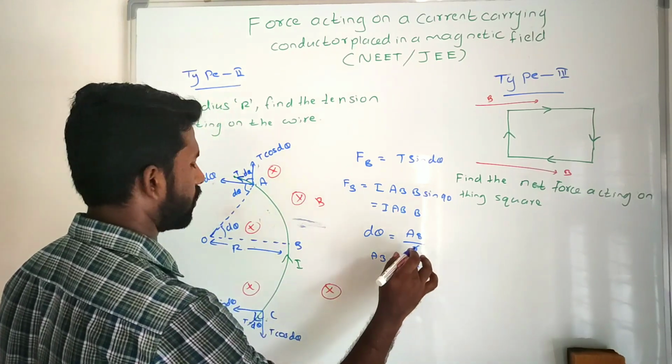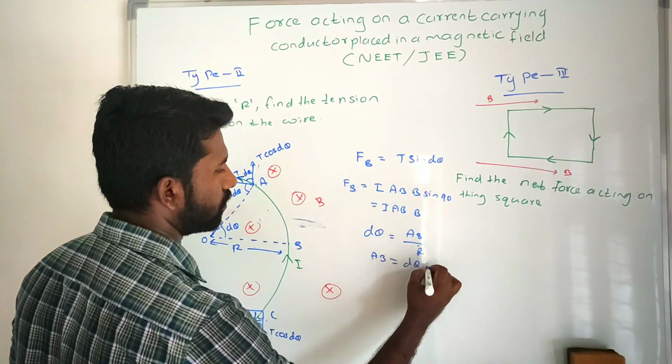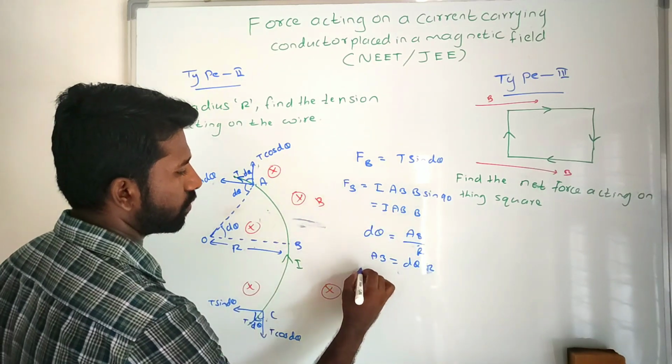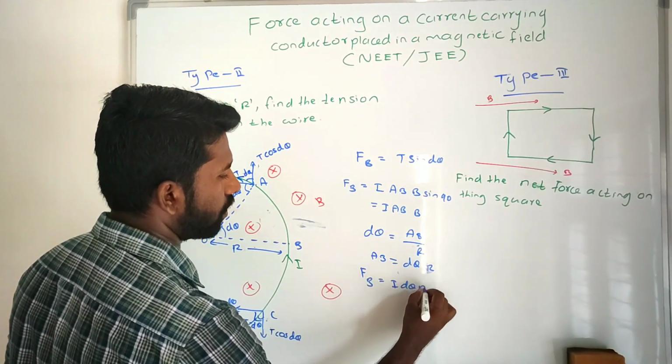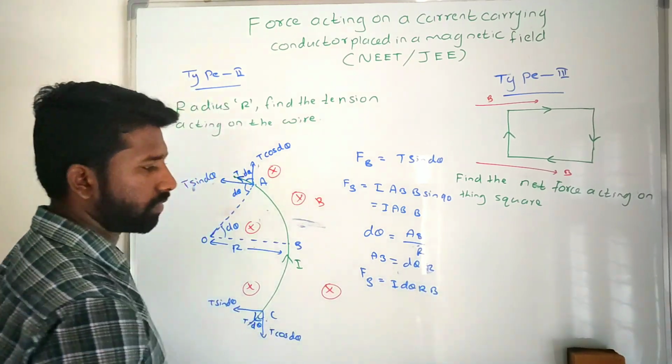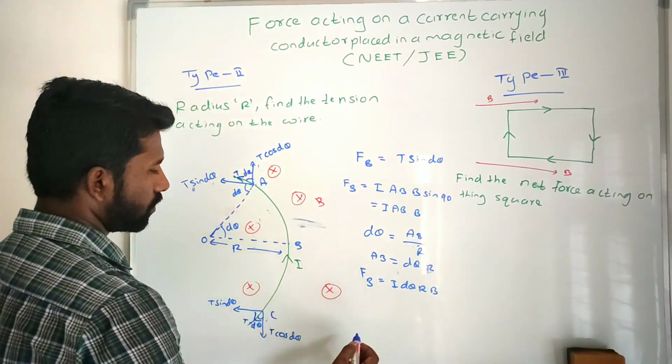So this is to be a capital R, I am going to write here. This we will substitute here. So what about FB? FB is equal to I into d theta R B. This is the force acting on AB.